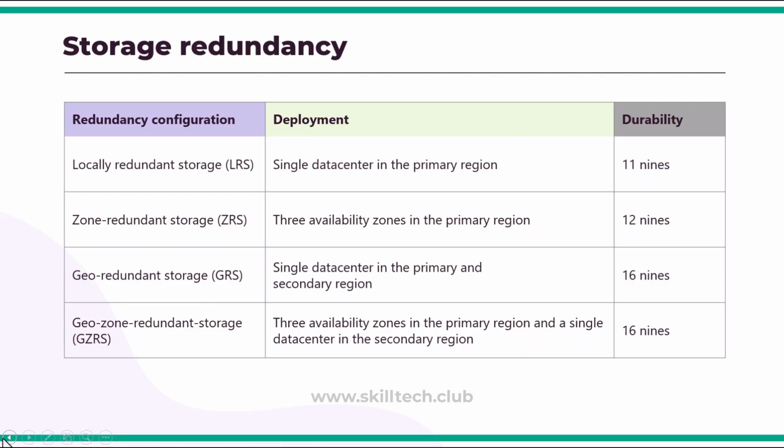Out of these 4, this is the best one because this is going to use a total of 4 different data centers. In the primary region, they are going to have 3 zones, so they are going to create 3 copies in that. And in the secondary region, they are going to use one data center in which they are going to keep another 3 copies. So a total of 6 copies will be there, 2 different regions will be there, and a total of 4 data centers will be used in GZRS. That's one of the reasons this is one of the most expensive ones also.